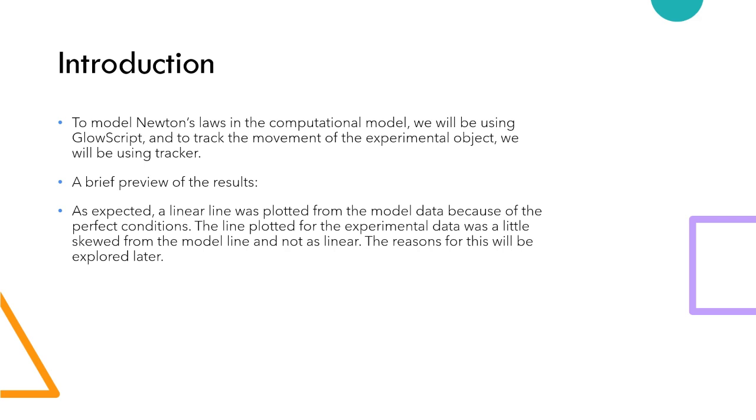To model Newton's laws in the computational model, we will be using GlowScript, and to track the movement of the experimental object, we will be using Tracker. A brief preview of the results. As expected, a linear line was plotted from the model data because of perfect conditions, while a not so linear line was plotted from the experimental conditions, though it was quite linear still.